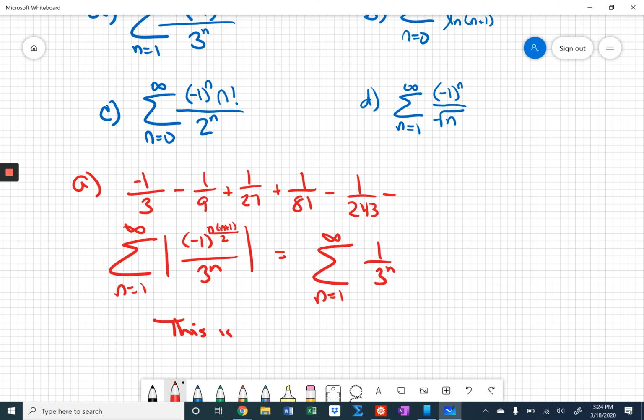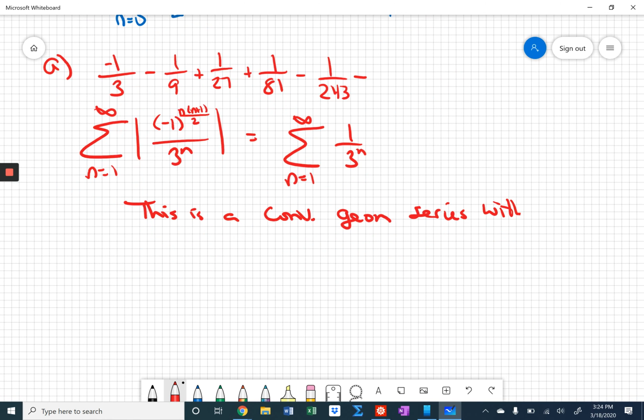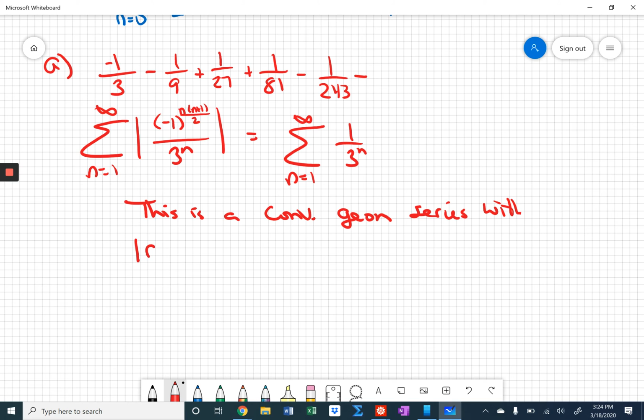So this is a convergent geometric series, and how do we know that? With the magnitude of r equal to 1/3, which is less than 1. All right, so this is going to converge. Therefore, the original series will be convergent, or is absolutely convergent, and therefore convergent.